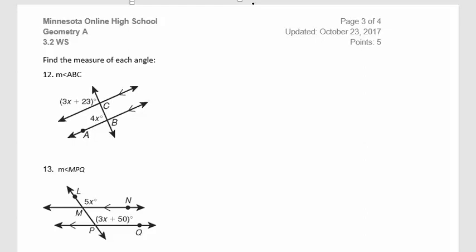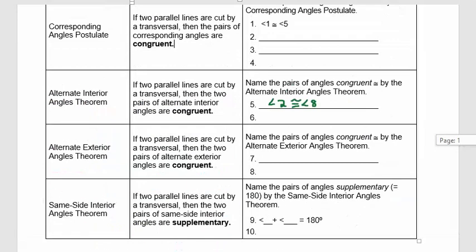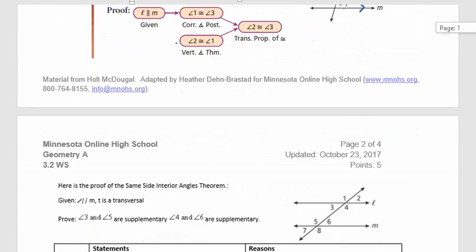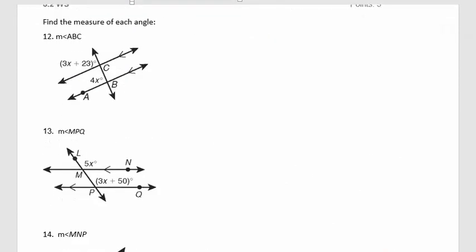And what do I know about corresponding angles? If I have parallel lines, if you need to, go back to the top. If two parallel lines are cut by a transversal, then the pairs of corresponding angles are congruent. Well, if the angles are congruent, then their measures are equal. So you can write an equation that says that 3x plus 23 is equal to 4x.